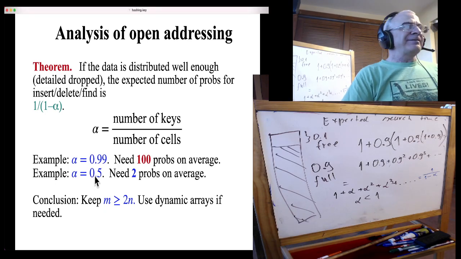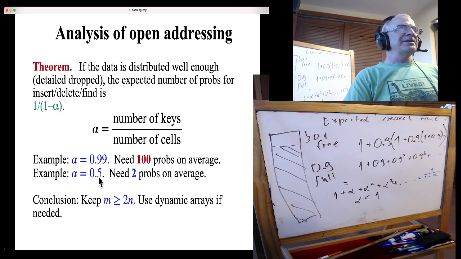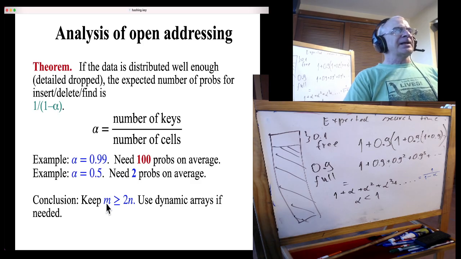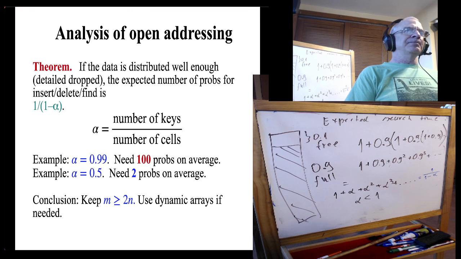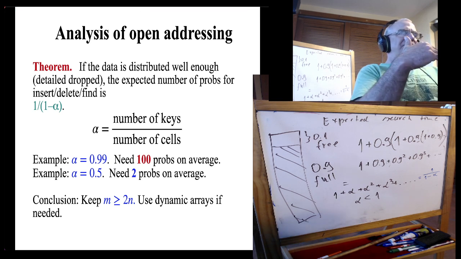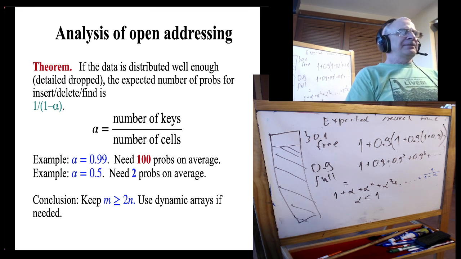If you keep alpha to be only half, which is the recommended policy always, then we need only 2 probes on average. In other words, make sure that M, the size of the table, is at least 2 times N, the number of keys that you are intending to insert. And the moment that you are beyond this threshold, double or at least increment the size of the table. Okay, we are good with this part.